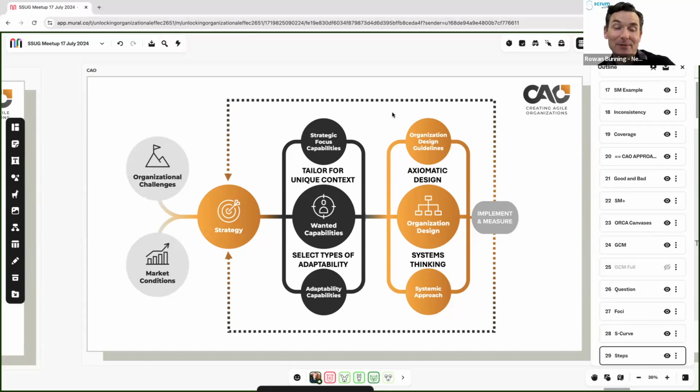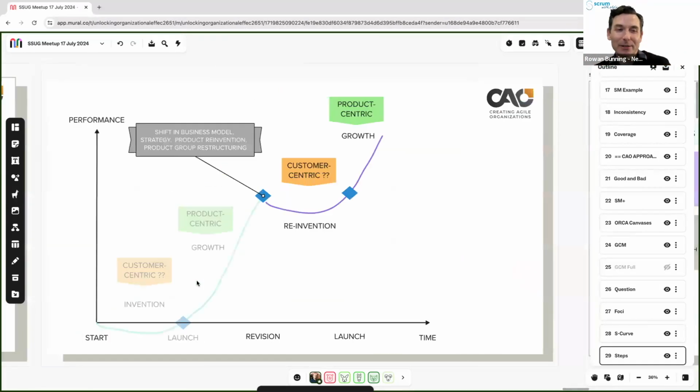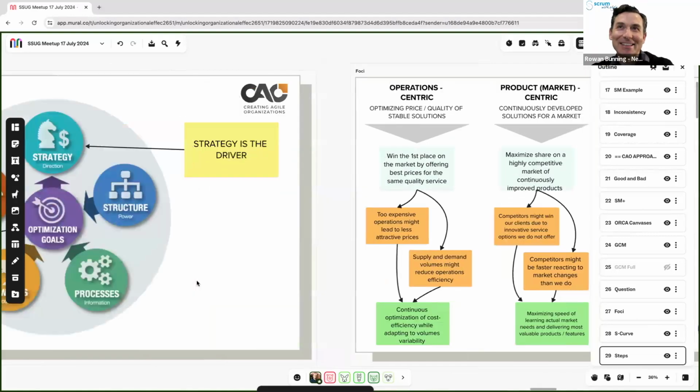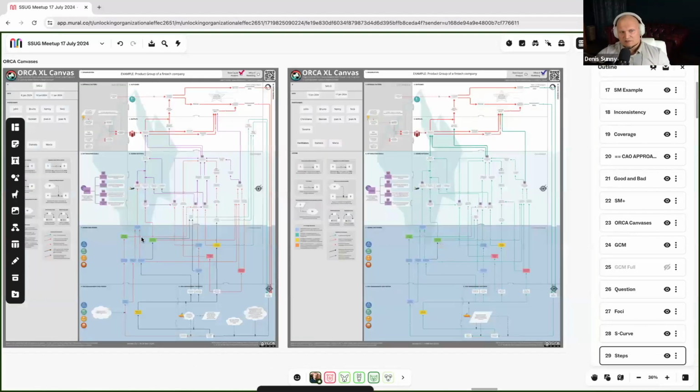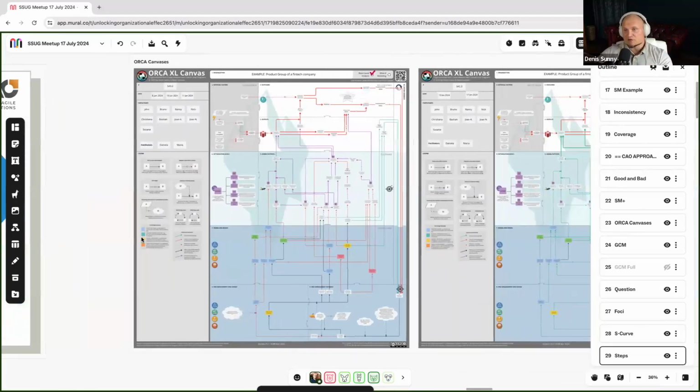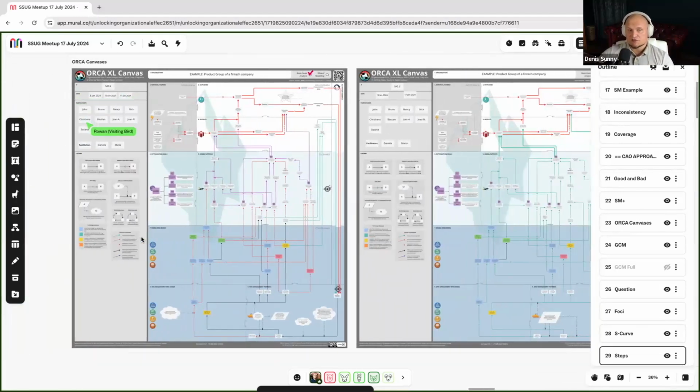I think we've had very in-depth conversations about a couple of pieces there. I was really excited to see the Orca XL canvas examples, Denis. Just in a nutshell, would you say that's a tool for once you have optimizing goals, a structured approach? How would you frame what you're really doing with those Orca canvases in 60 seconds? Well, Orca canvases is a supplementary tool that is not part of the course on creating or designing agile organizations, unless you come to my course, just because I use this tool, I invented it.